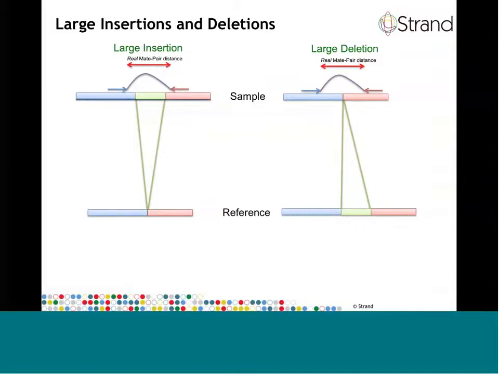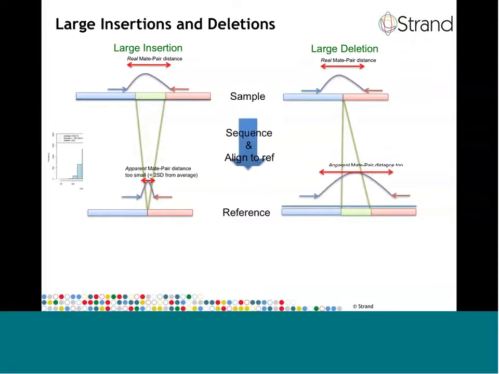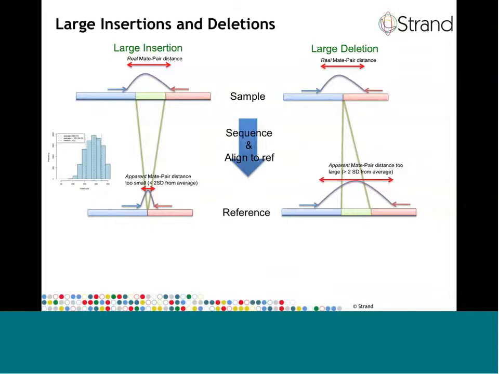If a paired end or mate paired library is created from these samples, the mate pair fragments will have roughly the same size or real mate pair distance in most cases, like 500 base pairs or something like that. So when we sequence the library and align those reads to the reference genome of the species, the apparent mate pair distance after mapping for the large insertions and deletions are different from the typical or average mate pair distance for the bulk of the reads. And assuming here that most of the samples are normal.